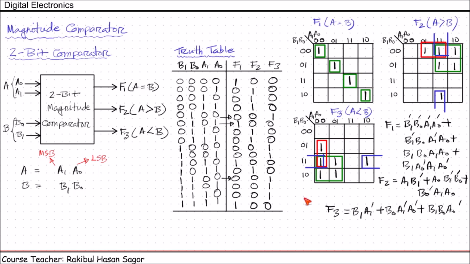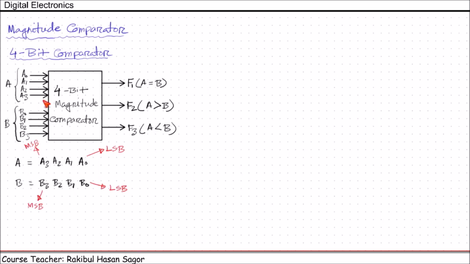The 2-bit comparator designing is very conventional and very easy to construct. But how can we design a 4-bit comparator? For 4-bit comparator, A and B both will have 4-bit data each. For example, A will have A0, A1, A2, A3, where A0 is the LSB and A3 is the MSB. And B will have B0, B1, B2, B3, where B0 is the LSB and B3 is the MSB.